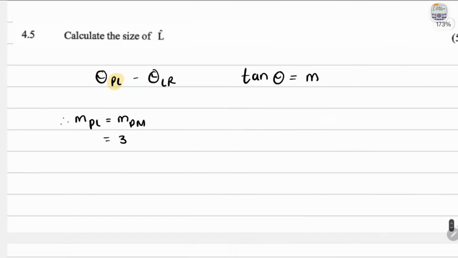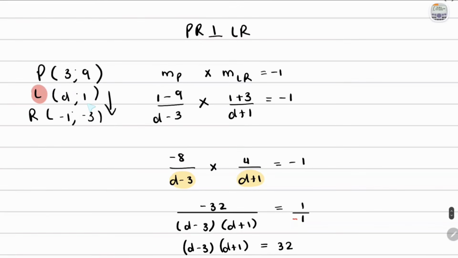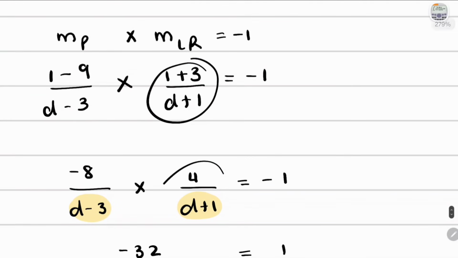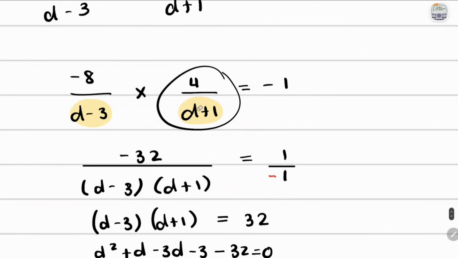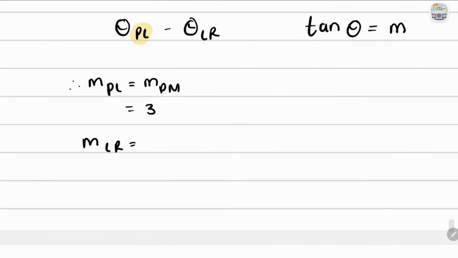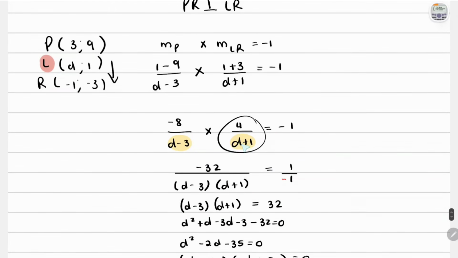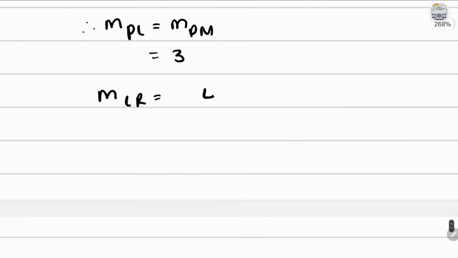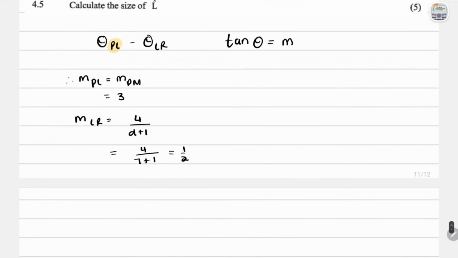And then now the gradient of LR. That one is something we were trying to calculate here. See, gradient of LR. At this point it was incomplete. We can just take it from here, but we know what D is now. So we'll be able to substitute that and we'll know exactly what the gradient of LR is. So gradient of LR is equal to 4 over D plus 1, but D is 7, so 4 over 7 plus 1, that is 8. So 4 over 8 is a half. Okay, so we know these gradients and we can actually find that angle L.